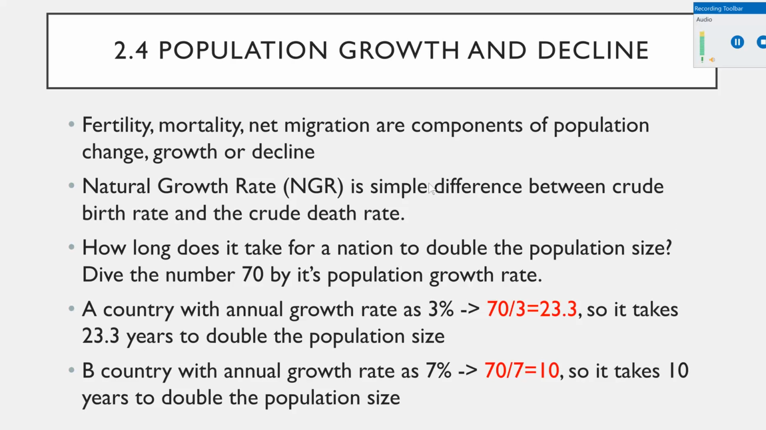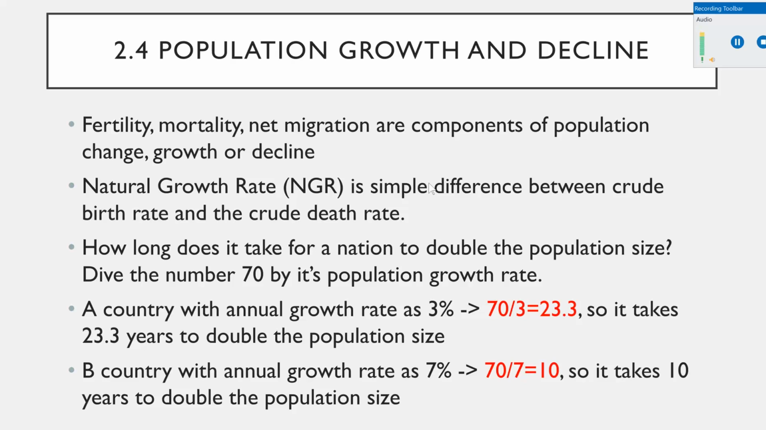Population growth and decline. Fertility, mortality, and net migration are very important components of population change in terms of growth and decline. Natural growth rate is the simple difference between the crude birth rate and the crude death rate. And how long does it take? This is very interesting, and an easy calculation. Let's suppose that there are 100 people. How long does it take for that society or that group to double the population?